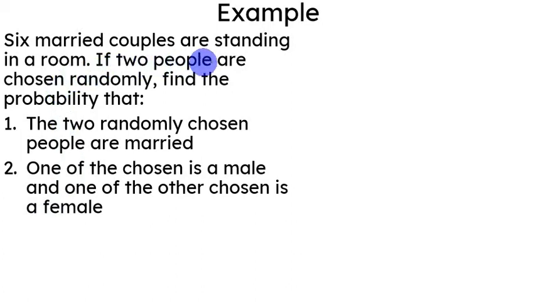Alright, so our experiment is that 2 people are chosen randomly out of 6 married couples. That will mean that the cardinality of our sample space will be 6 married couples. That's 12 people. Since we're randomly choosing 2, that will be the combination of 12 taken 2 at a time, which is equal to 66 ways.